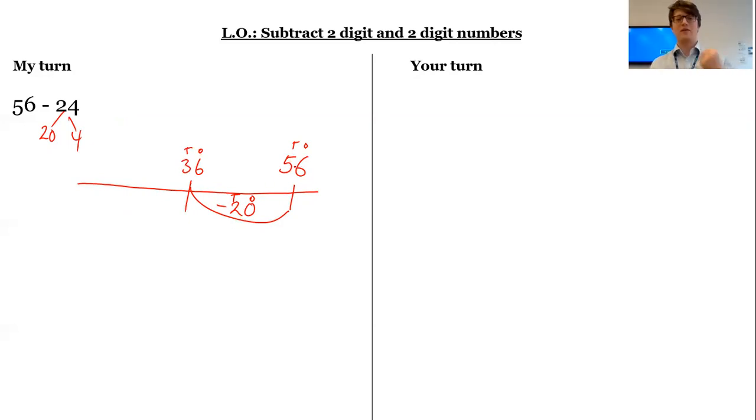Could also count it back, 56, 46, 36. Again, notice how important counting in tens is. Now I'm going to subtract 4, and I can do that because I know that 6 subtract 4 is 2, so 36 subtract 4 is going to be 32.